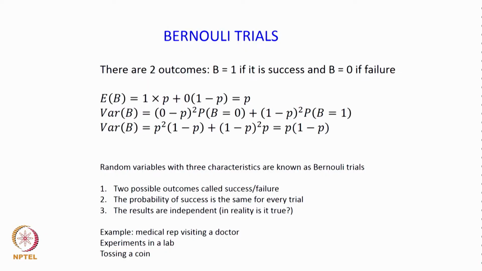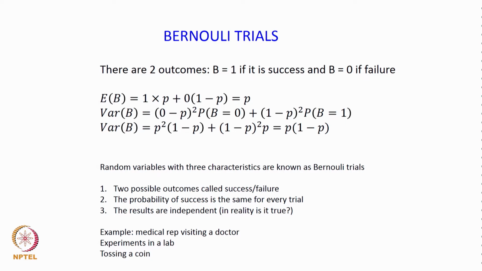So, again we represent the same thing. There are two outcomes: B equal to 1 if the trial is a success, and 0 if it is a failure. Success has a probability of P, and failure has a probability of 1 minus P. So, the expected value of B is 1 into P plus 0 into 1 minus P, which is P.